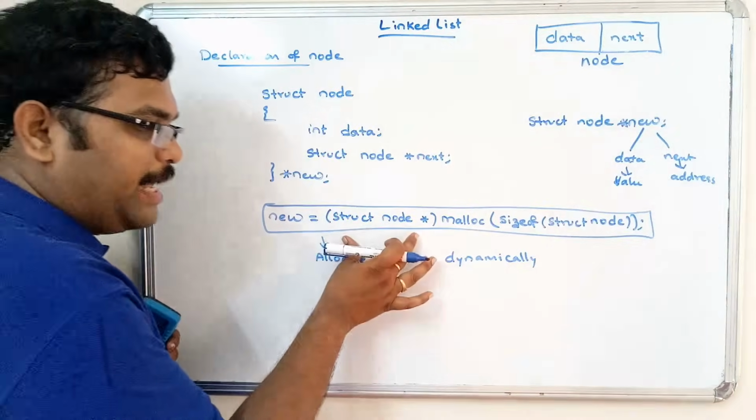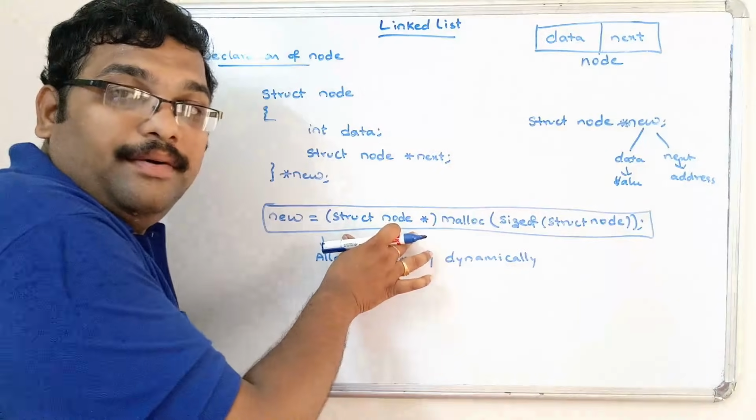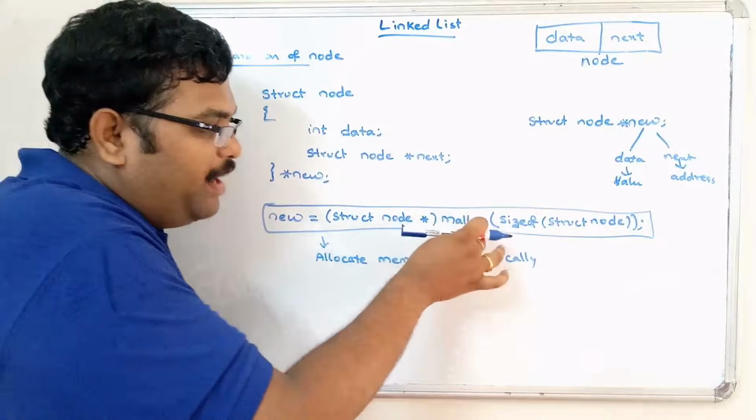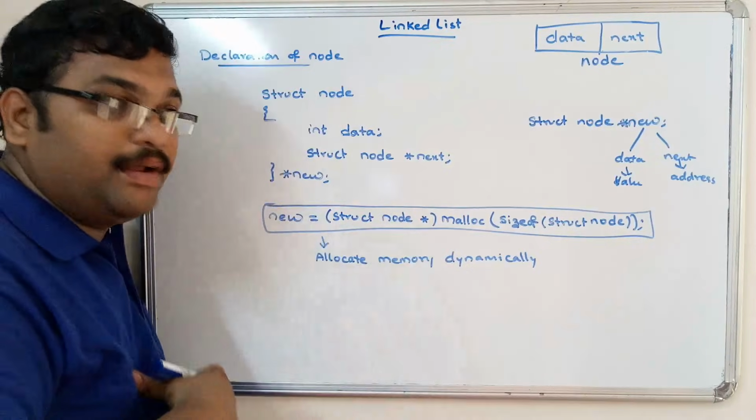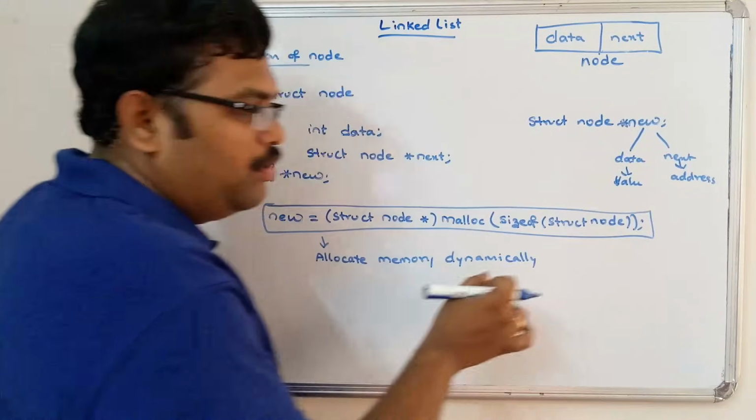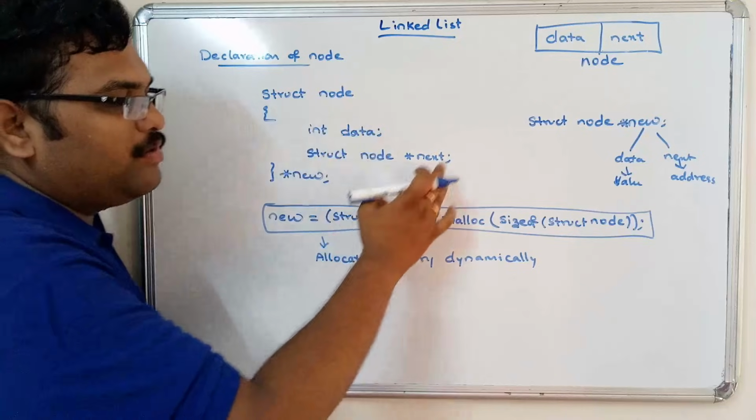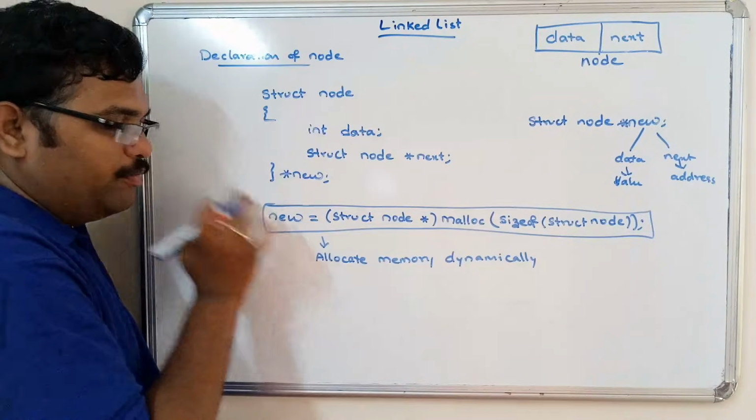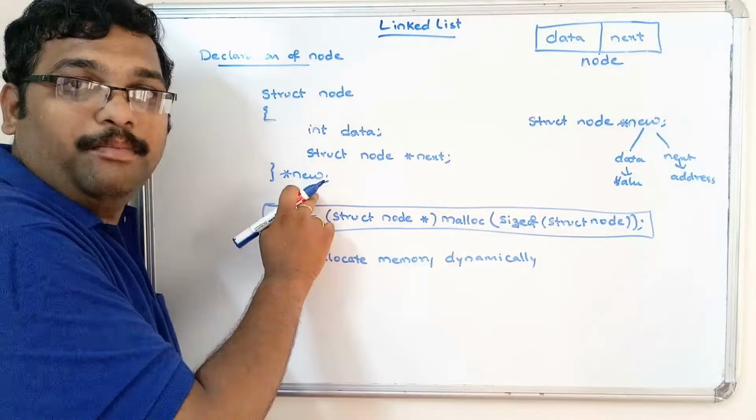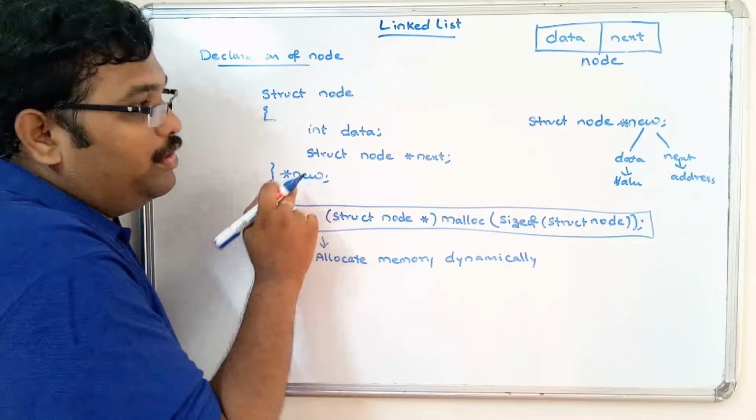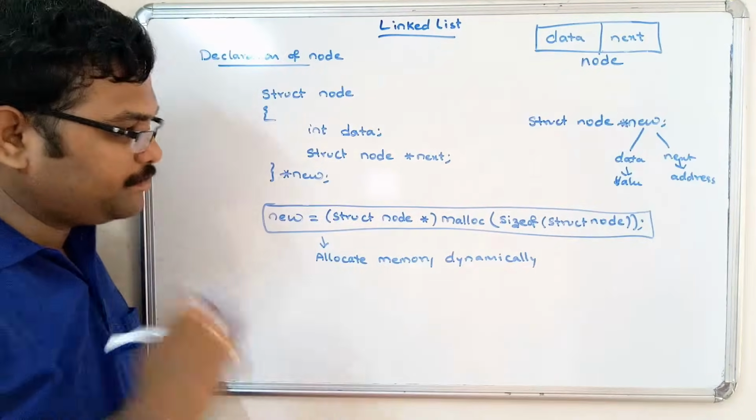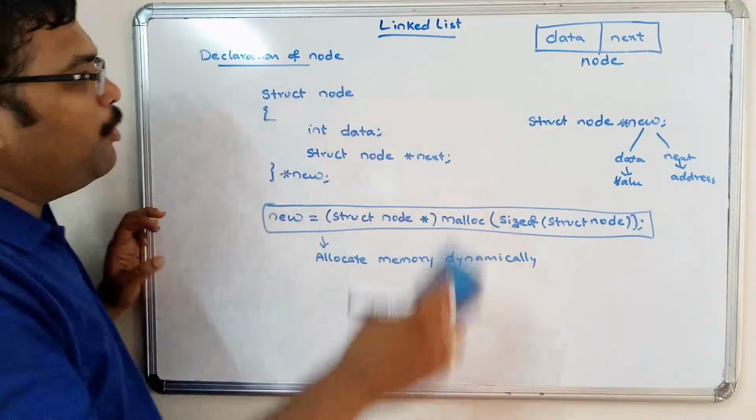This is first a typecast, for what data type we are allocating the memory, and the malloc function is used to allocate the memory. How much memory should be allocated? That means the size of struct node. The size will be calculated and that will be allocated to new. Here new is a structure pointer variable. So new will have both data and next. Hope you understood this one. Right. So this is all about the introduction.